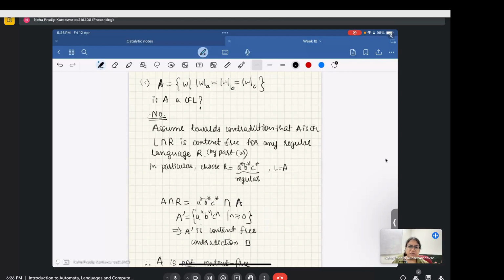So notice that we've done something very similar earlier in the context of regular languages. Here, instead of A to the n, B to the n, C to the n, you had just number of A's is equal to number of B's, and using the exact same ideas, we showed that the language is not regular.